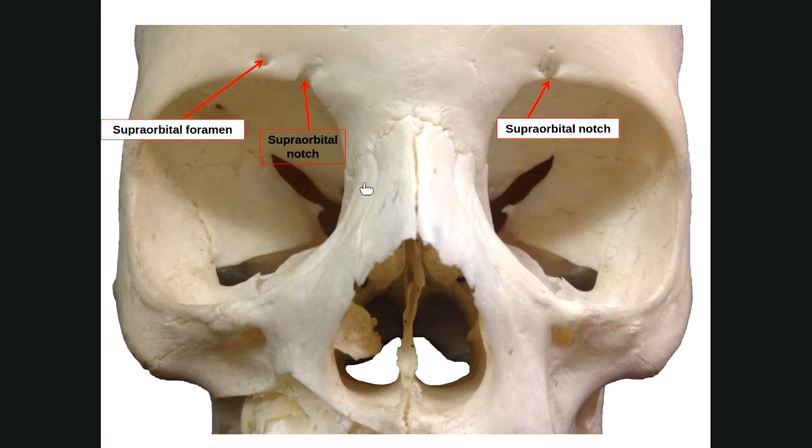Here you can see a better example. Here's a notch. Here's a notch. But this right here is the supraorbital foramen. You should have all that, right? Good so far? Yes, sir.